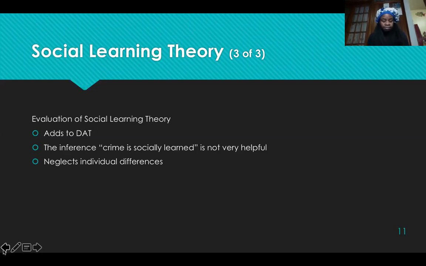All complex behavior is social learning, so it does not help much to say that crime is socially learned. What we really need to know is why some people are inclined to learn one thing and other people are inclined to learn other things, and what makes them succeed or fail in learning their endeavors. Lastly, social learning theory is criticized because it is said to neglect individual differences, but Akers disagrees with this claim.